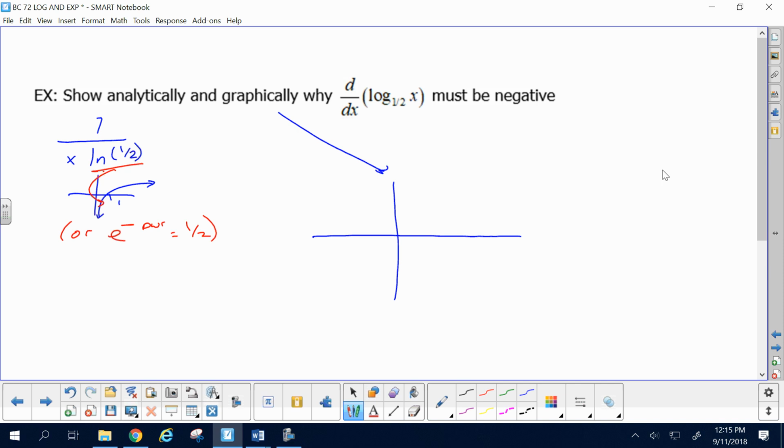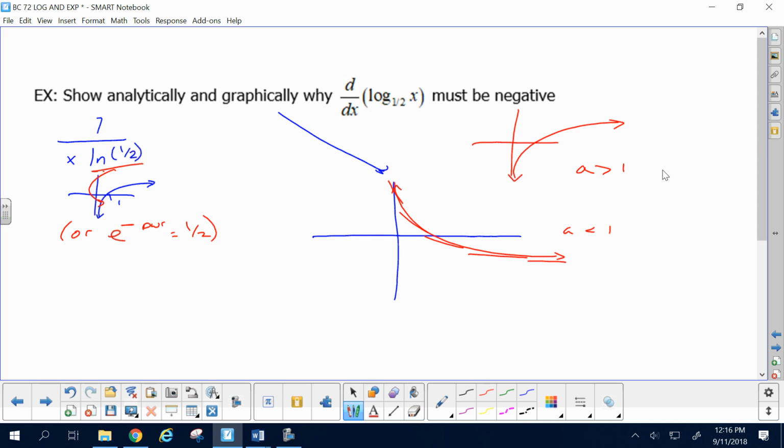Graphically, what does the graph of log where the base is less than 1 look like? If the base is more than 1, it looks like that. If the base is less than 1, it looks like that. If a is greater than 1, if a is less than 1, those slopes, derivatives are slopes. Aren't those slopes all negative? What's the graph of log base 1 look like?